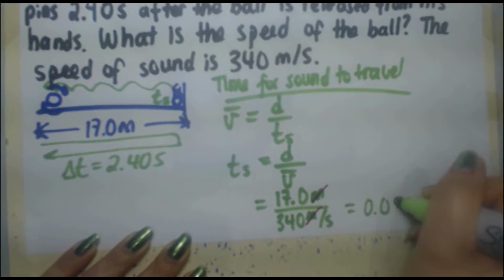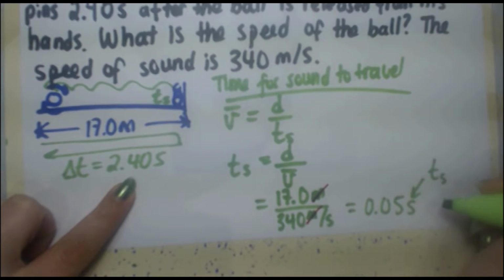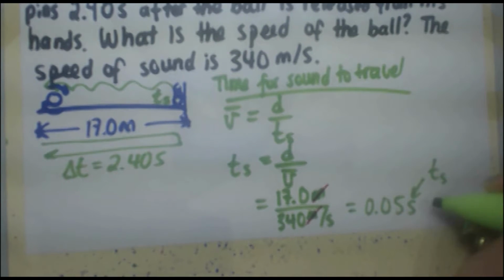So 0.05 seconds. This is the time for the sound. Now, that is a lot smaller than 2.4 seconds, and it shouldn't surprise you. When anything makes a sound, you hear it almost instantly. And granted, it's not as fast as light, but it's pretty fast. Okay, so we found the time for the sound to travel.